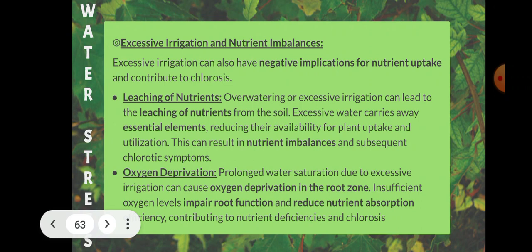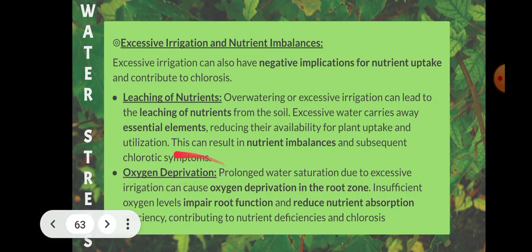Now I'll be talking about the case of excessive irrigation. Excessive irrigation can also have negative implications for nutrient uptake, and this contributes to chlorosis. The first one being leaching of nutrients. Overwatering can lead to the leaching of nutrients from the soil, as excessive water carries away essential elements and reduces their availability for the plant uptake and utilization. It results in nutrient imbalances, and as a result, the plant starts to develop chlorotic symptoms.